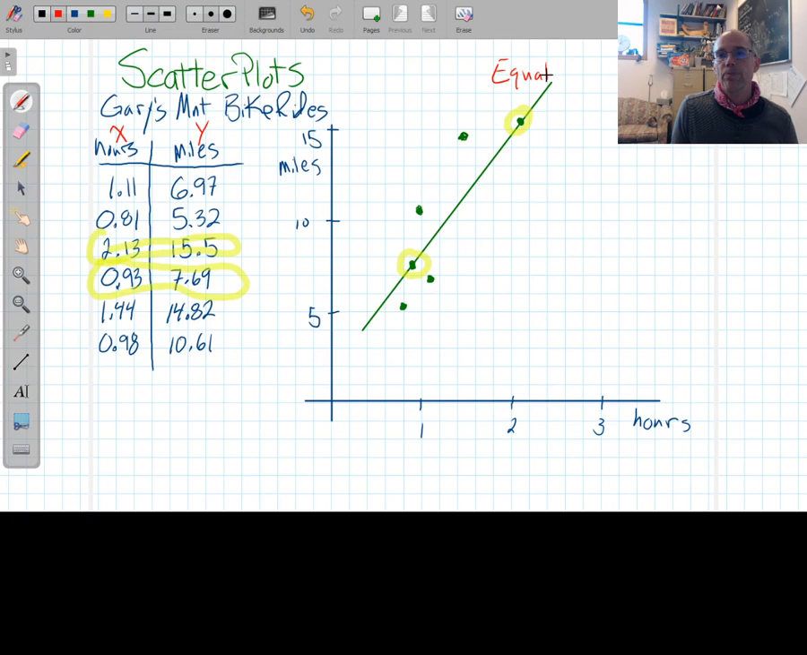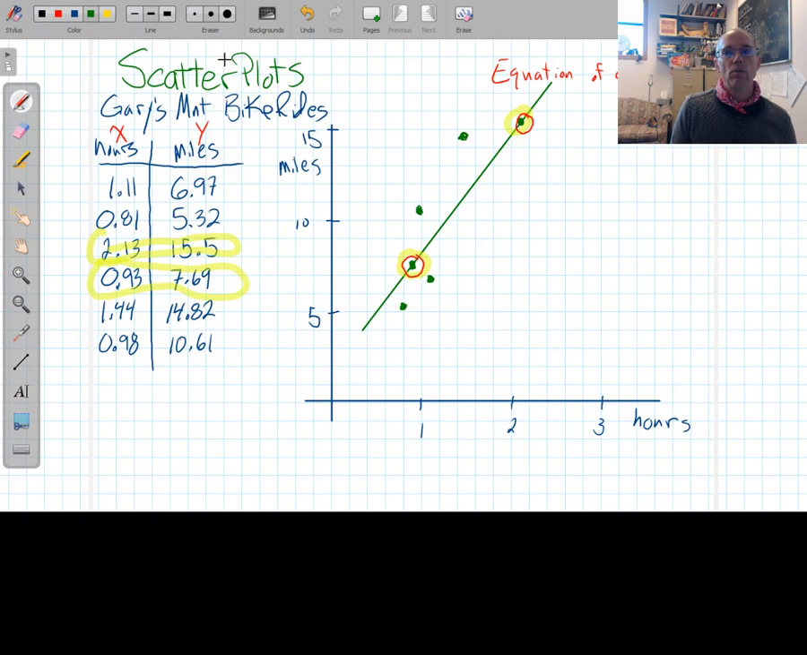Equation of a trend line. And first we'll do it the old school method where we pick 2 points that the line passes through and we find the equation through those 2 points.